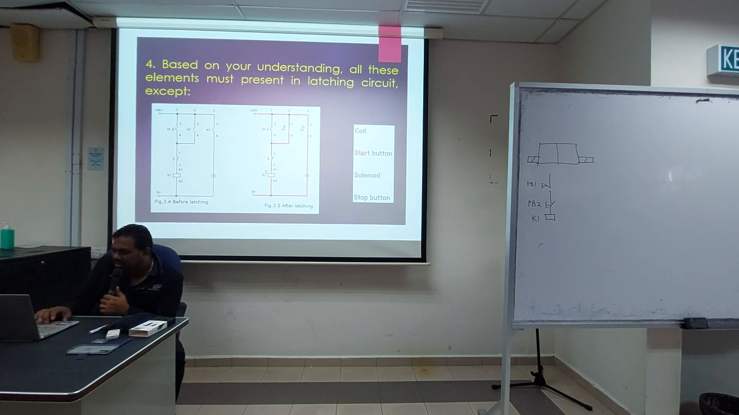Okay. So ada empat jawapan. First adalah coil. Okay, coil adalah macam K1 lah. K1 ni adalah coil. So K1 ni akan activate this coil. So it will be connected. Coil, start button, solenoid dengan stop button. Okay, yang mana satu yang tak wajib?